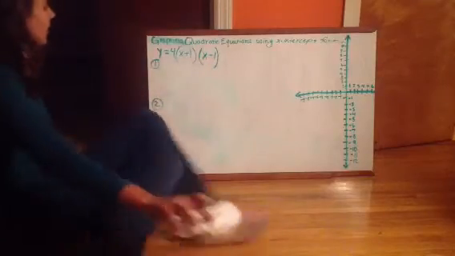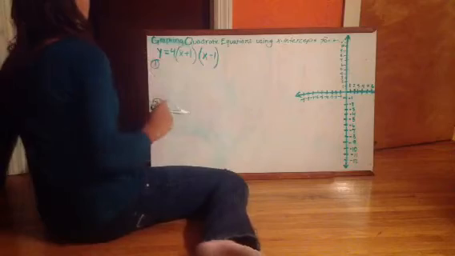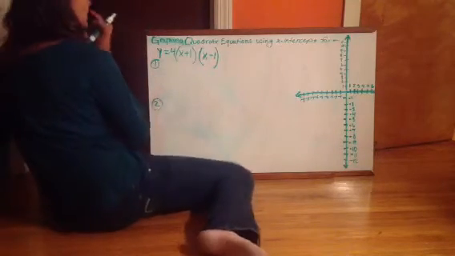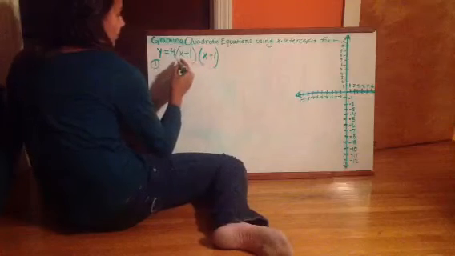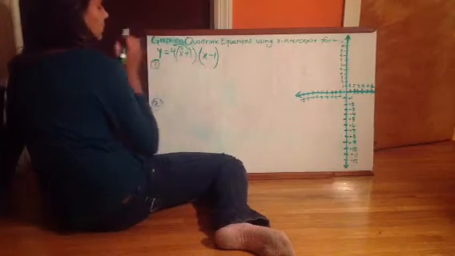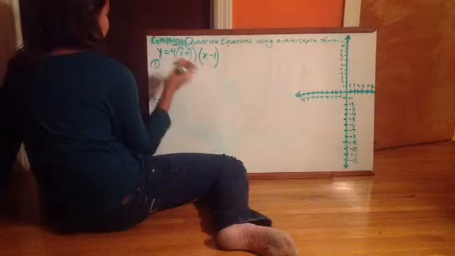Okay, we are graphing quadratic equations using x-intercept form. Our equation is y equals 4 times (x plus 1) times (x minus 1). Our first step is we're going to distribute this 4 here and here, so our equation is ready to be solved through the rest of the process.